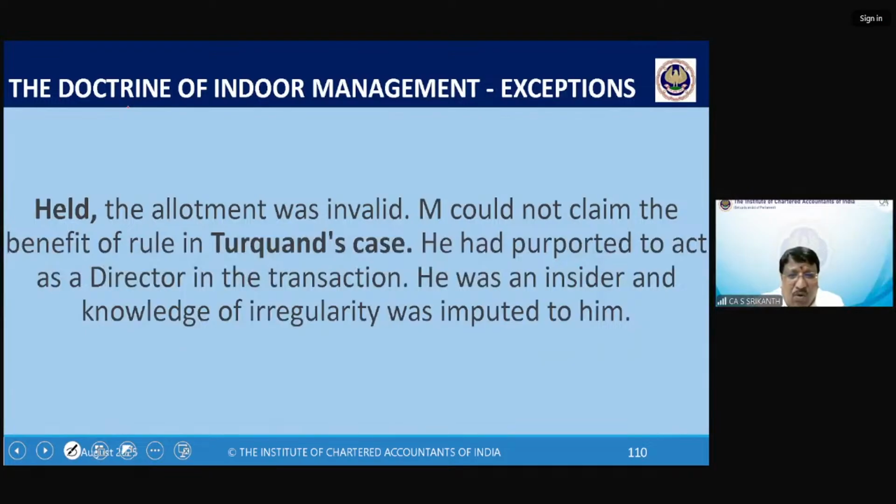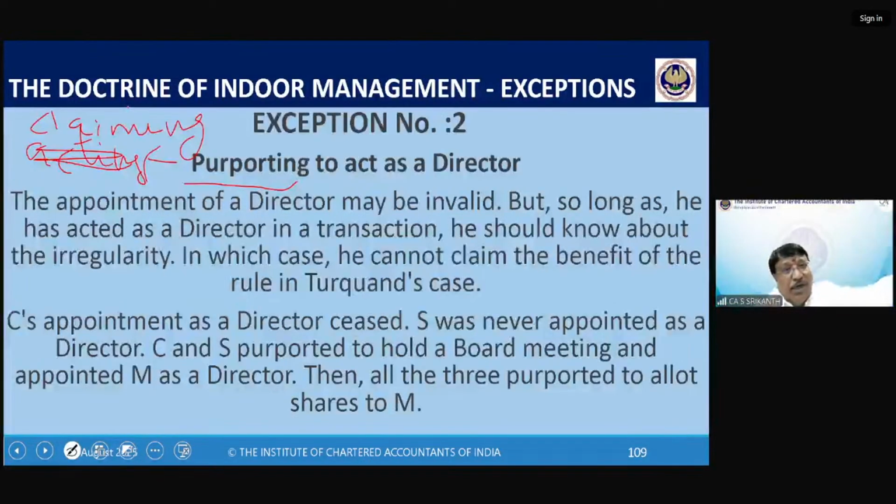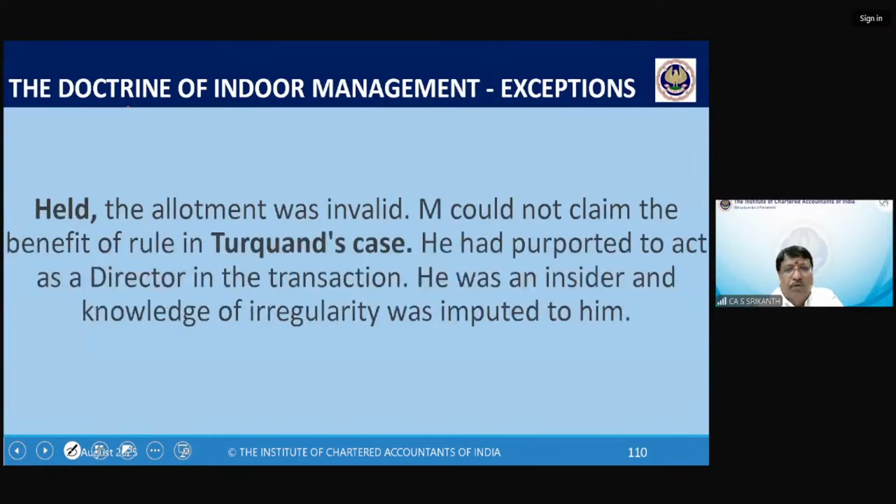No, boss, you should be a real third party. Whereas in this transaction, you are very much inside the boardroom. How can I say doctrine of indoor management? You are very much inside. You are acting as a director, or at least purporting to act as a director. Got it? Therefore, you do not have the benefit of the ruling in Tarkan's case. This is the decision of the court. He was an insider. The knowledge of irregularity was important.